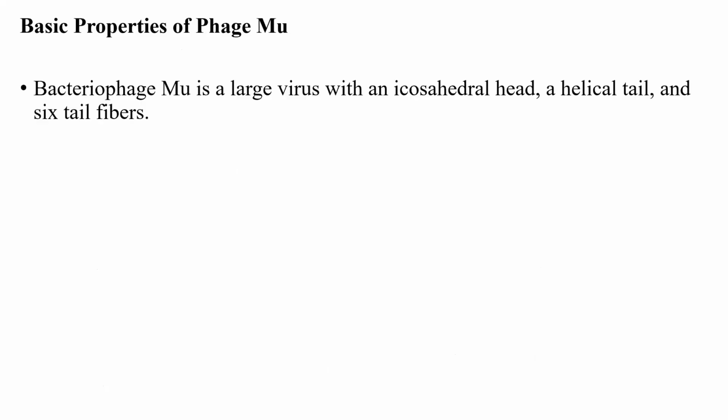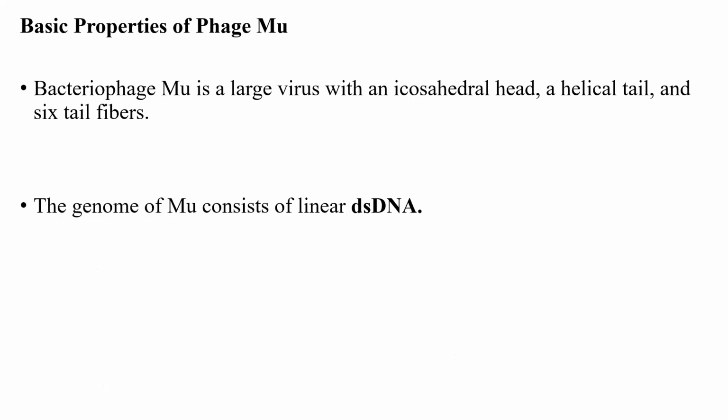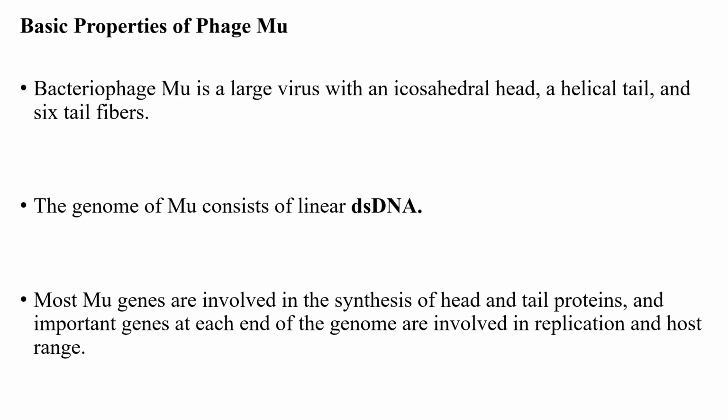Let's see some basic properties of bacteriophage mu. Bacteriophage mu is a very large virus with an icosahedral head, a helical tail, and 6 tail fibers. The genome of mu consists of linear double-stranded DNA. So it's a DNA virus having double-stranded DNA as its genetic material, linear. Most mu genes are involved in the synthesis of head and tail proteins, and important genes at each end of the genome are involved in replication and host range.